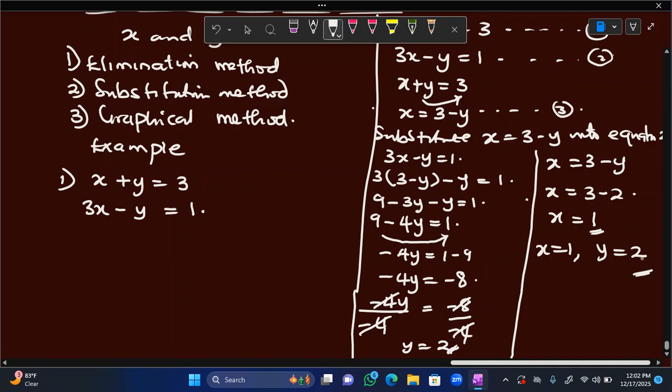I hope you understand. Remember, we talked about the types: the elimination method, the substitution method, and the graphical method. In our next class, I'll be teaching you how to solve simultaneous equations using the substitution method.